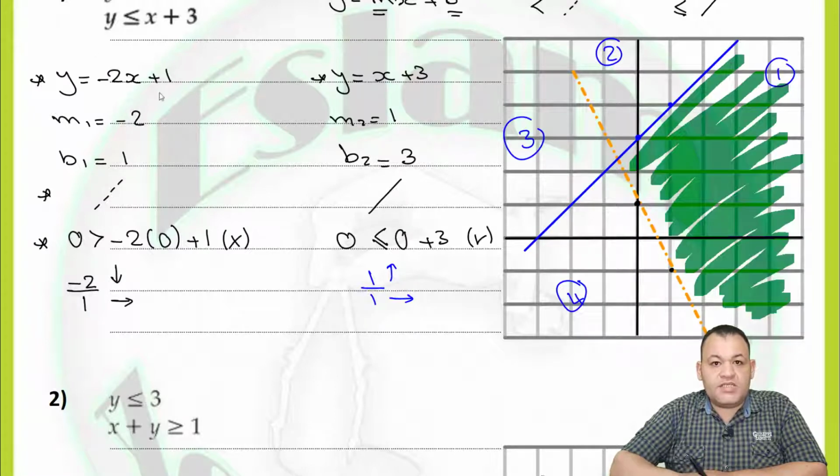So to solve the inequality, step number 1, convert to an equation. After converting to an equation, find the slope and the y-intercept. Step number 2, check if the line will be dotted or solid.